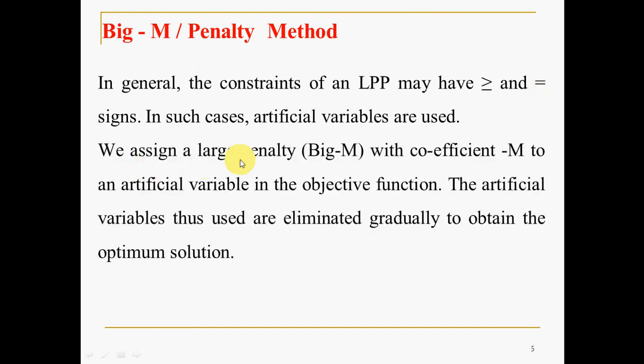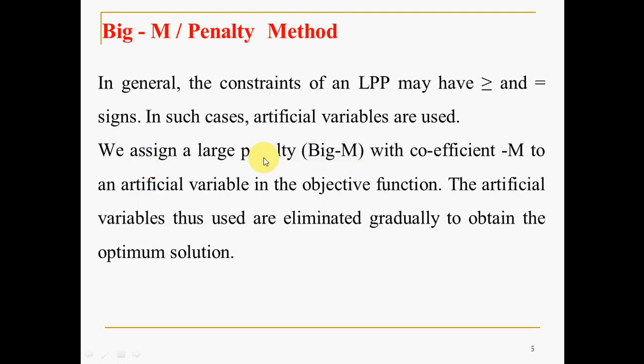We assign a large penalty, which is referred to as big M, with coefficient minus M to an artificial variable in the objective function. The artificial variables thus used are eliminated gradually in the process to obtain the optimal solution. So let us have a look at this.